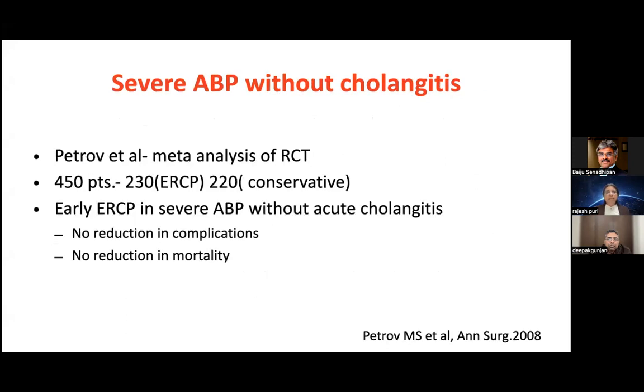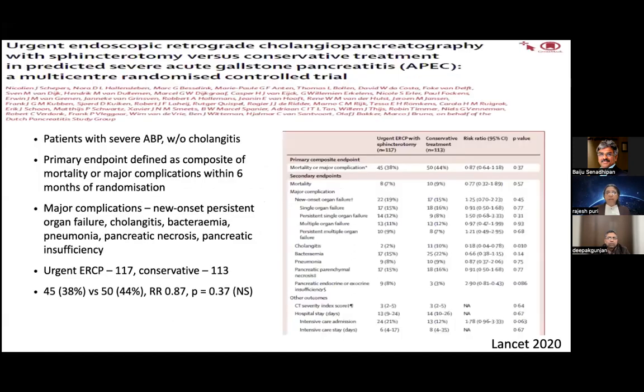So what is the message? That in patients of severe acute biliary pancreatitis without cholangitis, this is a meta-analysis, 450 patients, 213 ERCP, 220 conservative, and early ERCP in severe acute biliary pancreatitis without acute cholangitis showed no reduction in mortality, no reduction in complication. In fact, the respiratory failure was high.